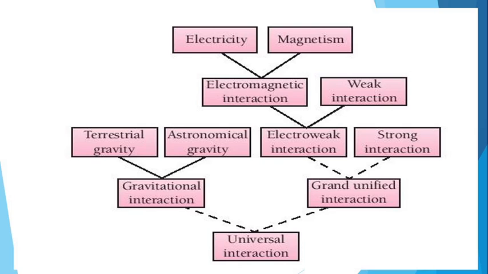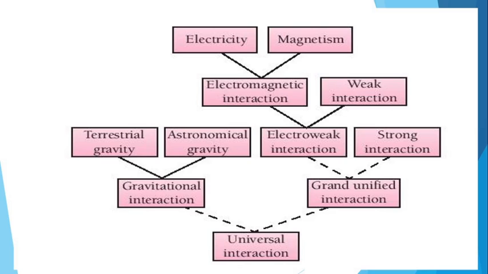Here you can see that the strong interaction and electroweak interaction come together to form grand unified interaction. But you can see that there is no gravitational interaction coming under grand unified interaction. So the physicists are trying to make a single picture of all the forces, or interactions, that exist. So they are trying to unify all these interactions, like gravitational interaction along with the grand unified interaction, so that they come under a single interaction called universal interaction.